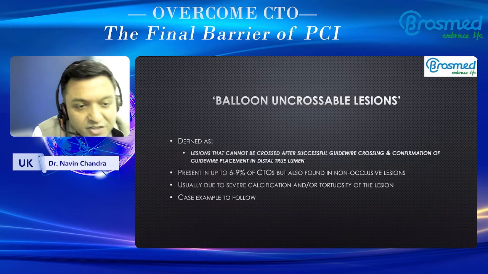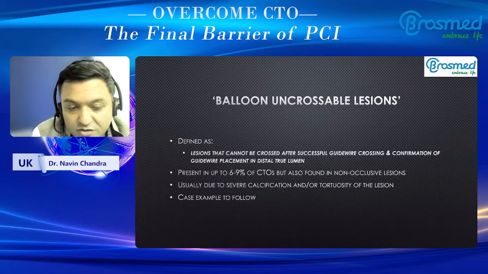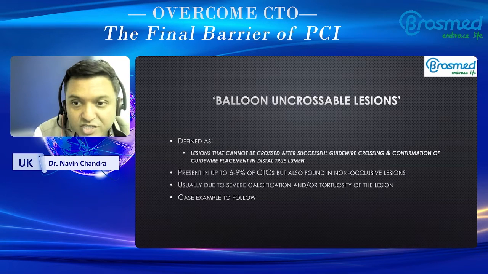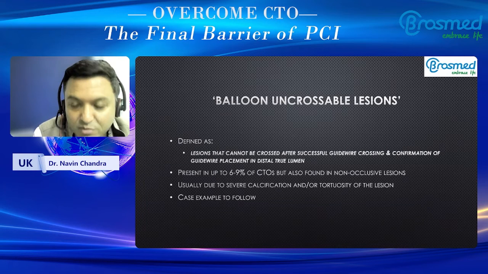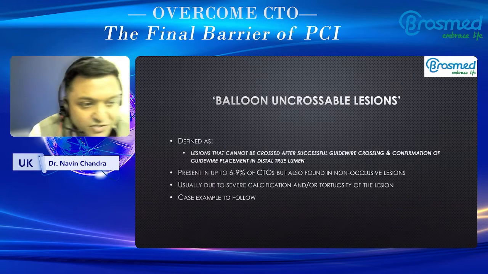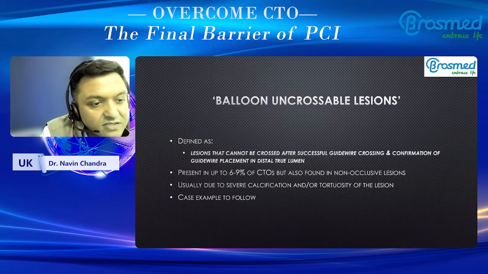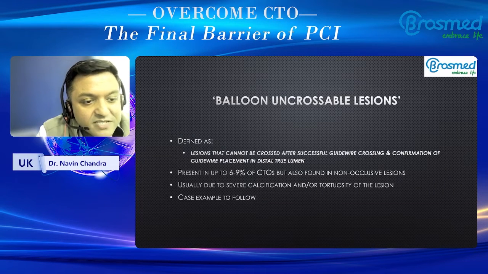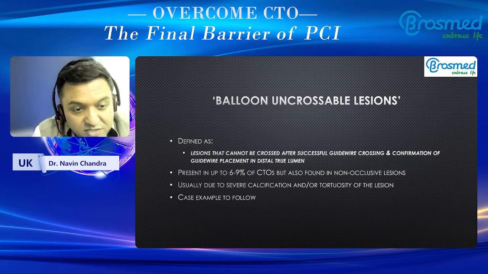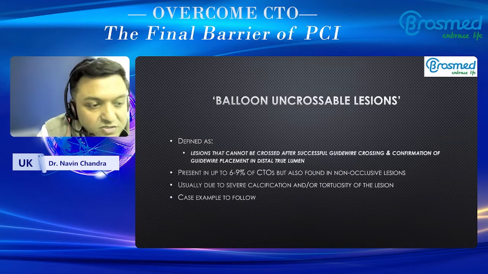As you can imagine, particularly with CTO, crossing the lesion with the wire is often the most challenging part. And once you've done that, being unable to deliver equipment to complete the procedure can be very difficult to deal with mentally. So it's important to have a strategy in place to deal with that consequence. Balloon uncrossable lesions occur in up to 10% of CTOs, but as you'll see with some of my cases, they are also found in non-occlusive lesions.